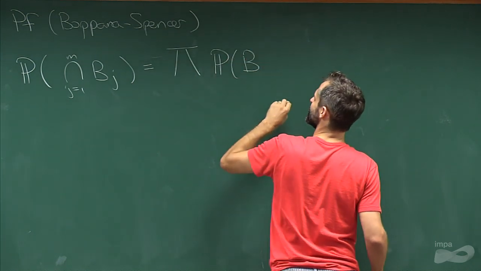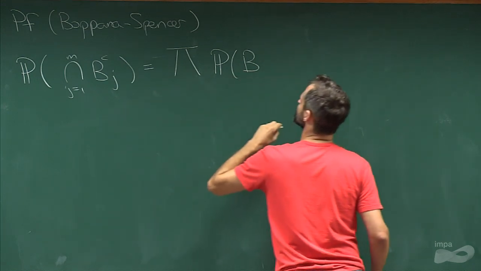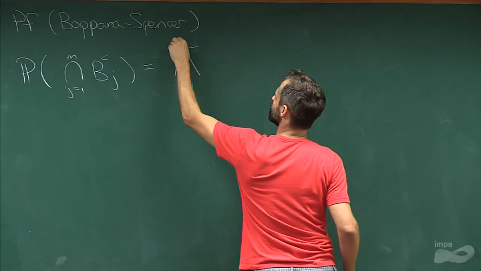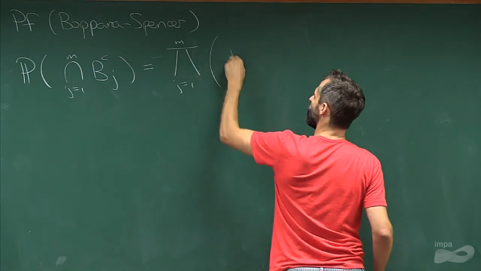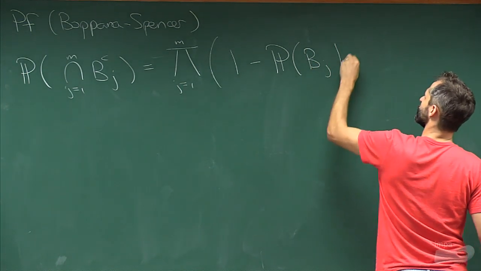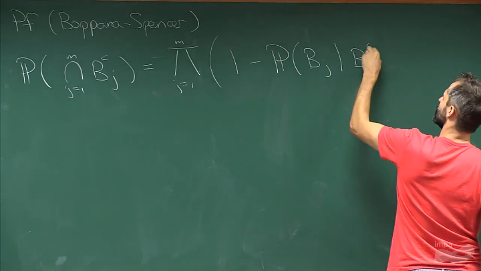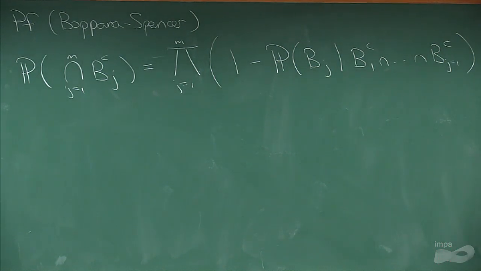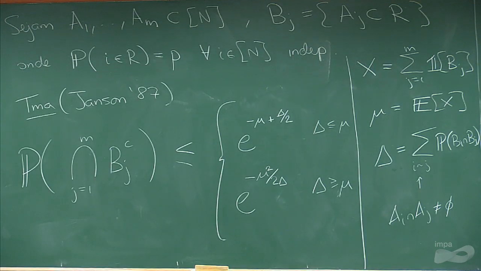The probability of the complement, let's say it in fewer steps, is 1 minus the probability of Bj given B1 complement intersection through Bj minus 1 complement. Right? So just the same thing we did here. Just replace by 1 minus.